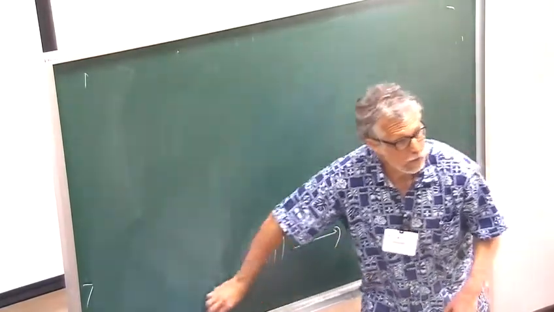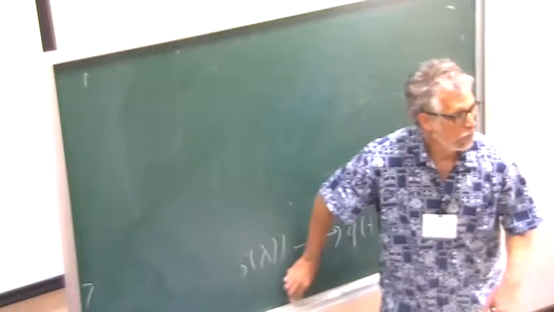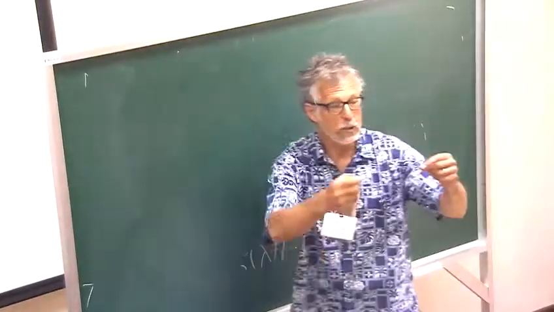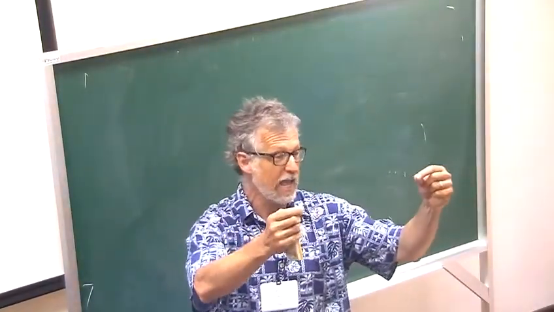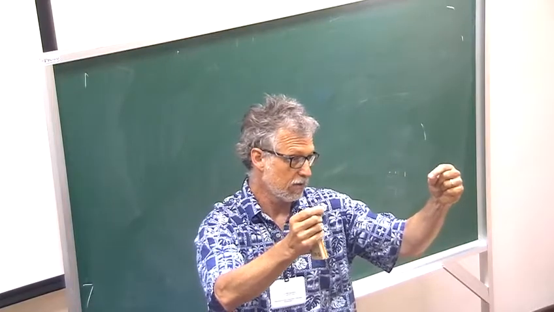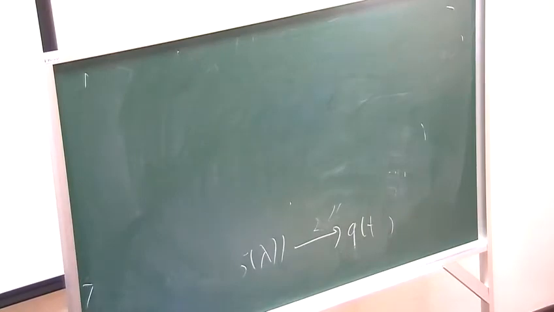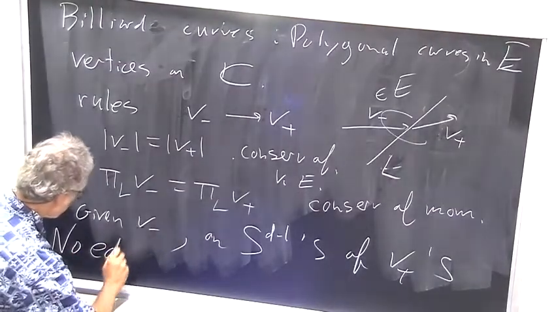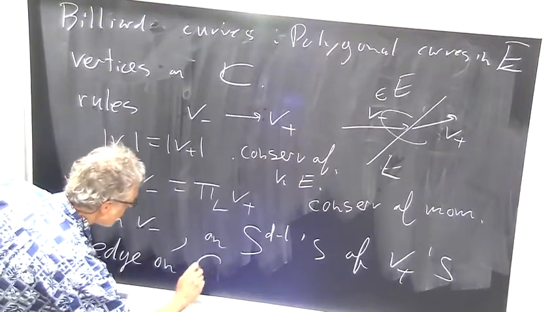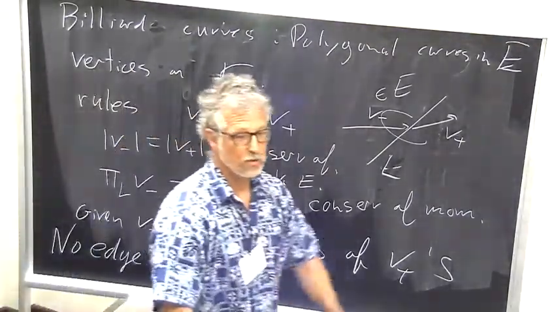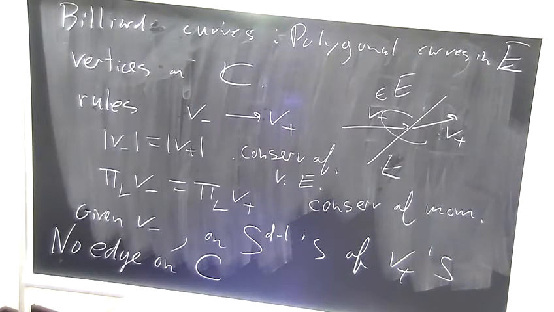But when you have a collision, you can't have an edge lying on the collision locus. No edge on C, because it's too hard to deal with in the 3-body case. I can tell you later, but it's just too hard to deal with. So we do the easy case first.